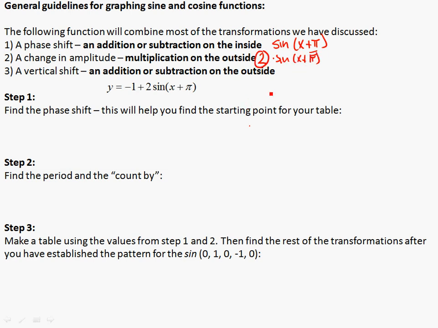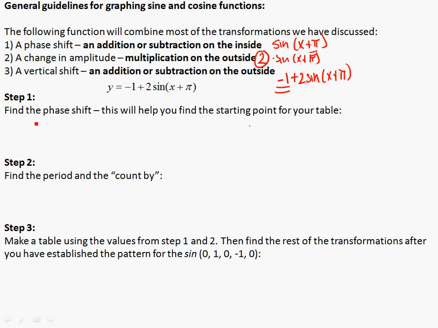A vertical shift would be either adding or subtracting on the outside. So if I have a negative 1 plus 2 sine of x plus pi, then the vertical shift is this one. So in this case, we're going to go up or down when it says negative 1. It's down, right? The negative 1 is not multiplying, so it's not a flip. Yeah, it's just down.